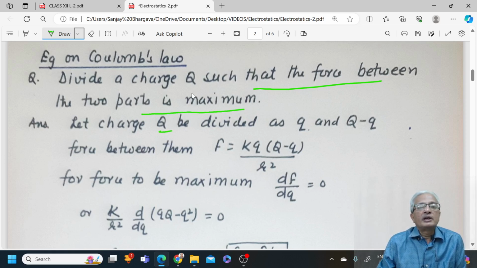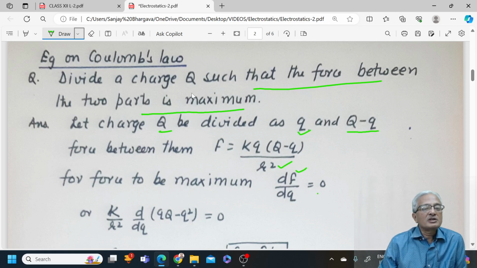This charge Q, let it be divided into small q, and the remaining charge then would be equal to Q minus q. How to calculate force? Through Coulomb's law, that is kq(Q minus q) upon r square. For any maxima and minima, the first derivative has to be 0. So we can calculate dF by dq and make it 0.